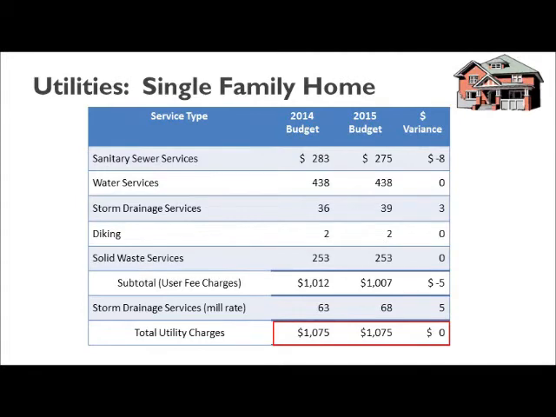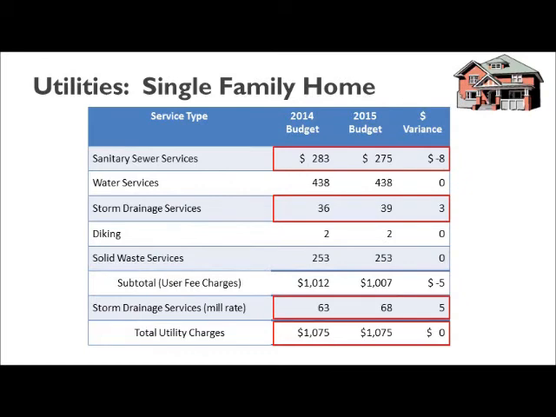As you can see from this slide, the overall utility increase is also zero, leaving the total utility charge unchanged from 2014 at $1,075, with water services, diking, and solid waste services individually being held to a zero increase. However, storm drainage services have increased by a total of $8, $3 through the fee and $5 via the mill rate. The primary reason for this increase is due to the capital reserve increase of $80,000. That brings the total annual capital reserve contribution to $580,000. This is an important increase that is needed to mitigate the drainage asset funding shortfall.